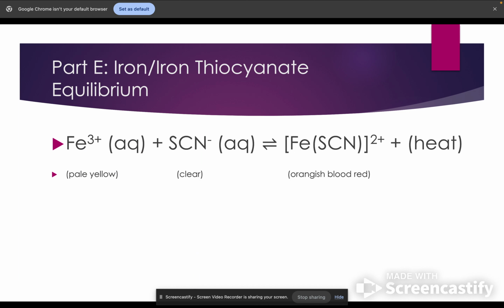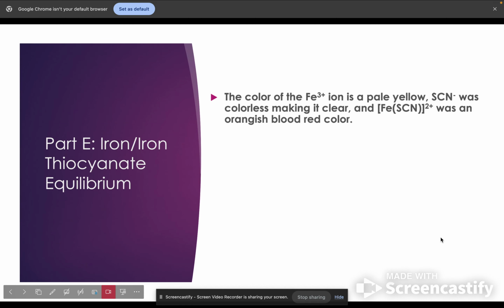Part E focuses on iron and iron thiocyanate. Fe3+ is a pale yellow, SCN- is clear, then FeSCN2+ is an orangish blood red color. So the color of Fe3+ is a very pale yellow. SCN- was just colorless, making it clear. And FeSCN2+ was an orangish blood red color.